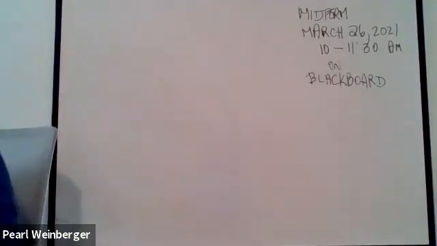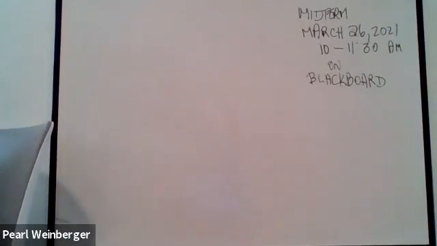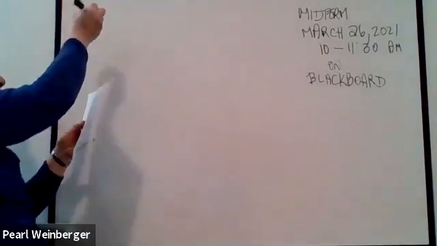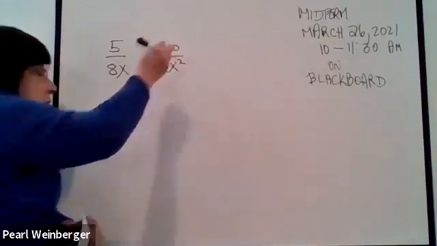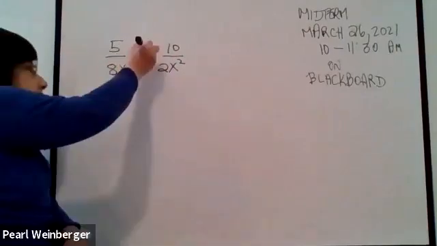Okay, so we're going to do another type of example, where we're going to combine our fractions. Okay, so let's say I had 5 over 8x minus 10 over 2x squared. Okay, again, you know what, let's make it a plus instead of a minus.